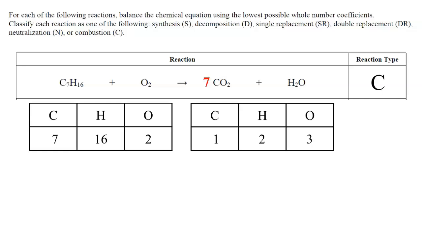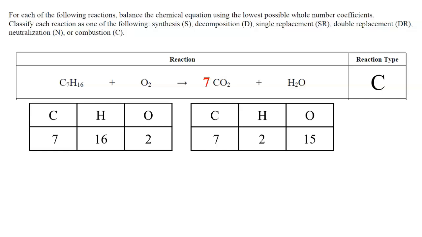Now this will also change my number of oxygens. So my new total for the elements on the right side of the equation would be 7 carbons. I still have 2 hydrogens because that has not been affected by this coefficient, but since 7 times 2 is 14, but I have another oxygen in that H₂O formula, I have 14 oxygens plus 1 more. That's why I have 15 oxygens total on the right side of the equation.